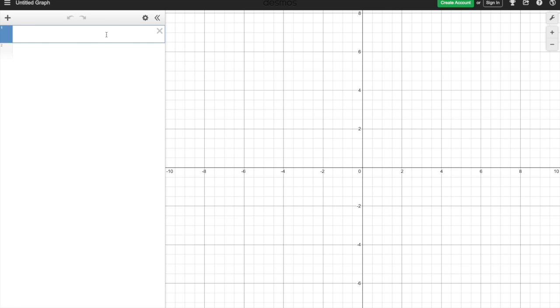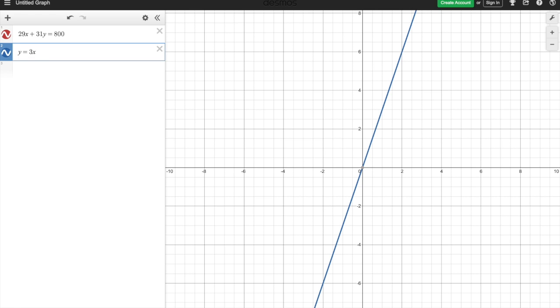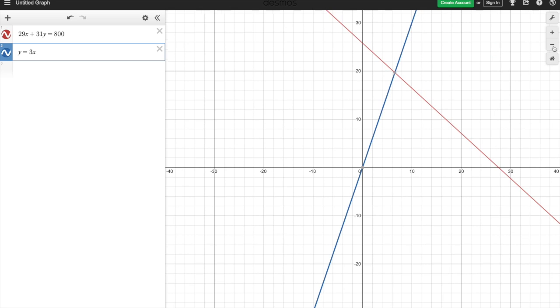Next, write both equations exactly like they appeared on the paper. At the moment, we can only see one of these two equations, or one of the two lines corresponding to our equations. So let's zoom out so that we can see both. In order to solve both equations, we have to see where the two lines intersect.